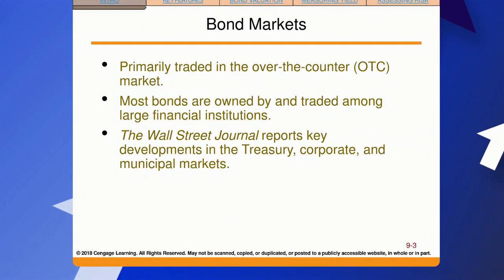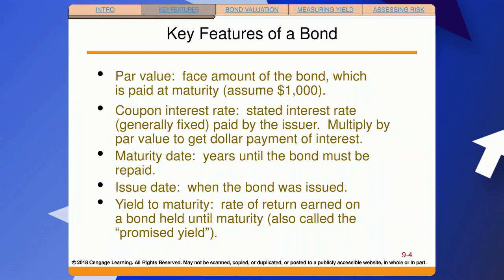When you say bonds, this is what we learned in your financial accounting and reporting, where Prof. Albert Rivera is very good. The key features of bonds: first, the par value, which is the face amount of the bond, paid at maturity, usually 1,000. After that, the coupon interest rate, which is stated as a generally fixed interest rate paid by the issuer, multiplied by the par value to get the dollar or peso payment of interest.